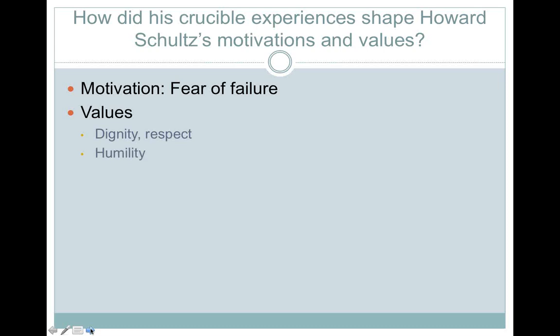Another value that Howard learned that's mentioned in the case is humility. And one aspect of humility that's mentioned in the case is, even though he's a multi-millionaire right now, his wife still tells him to take out the garbage. And he appreciates that, because she's not going to allow him to get full of himself.